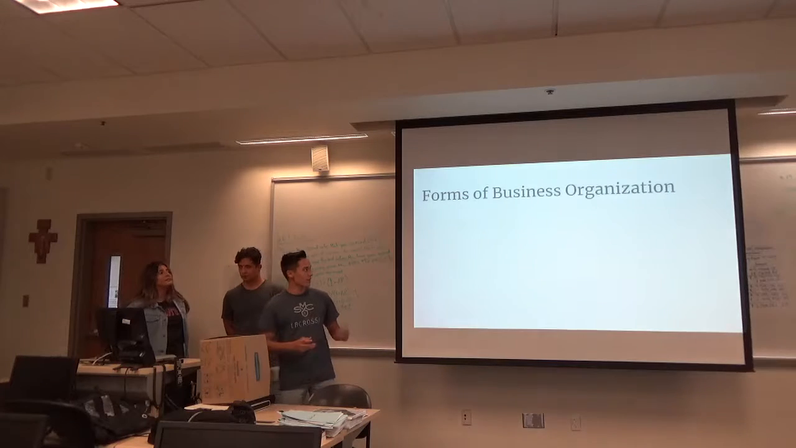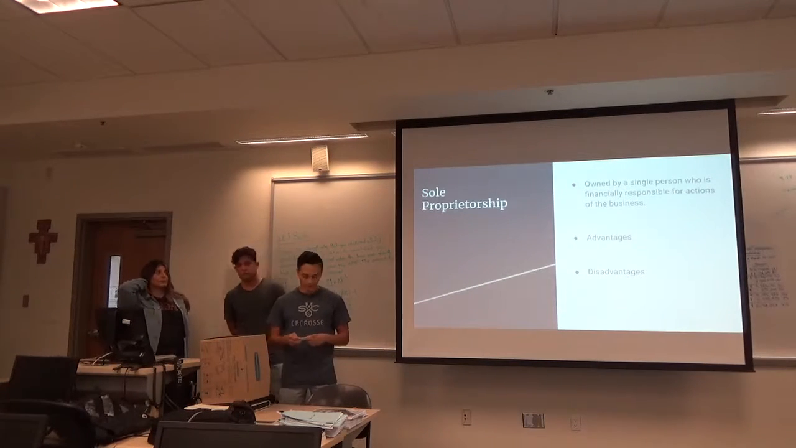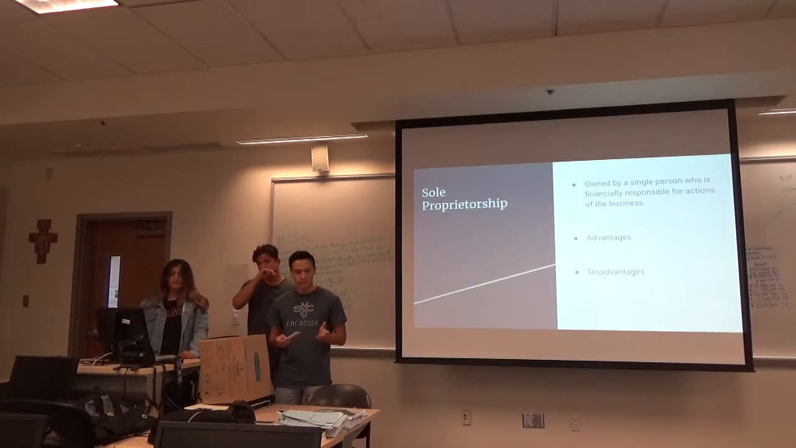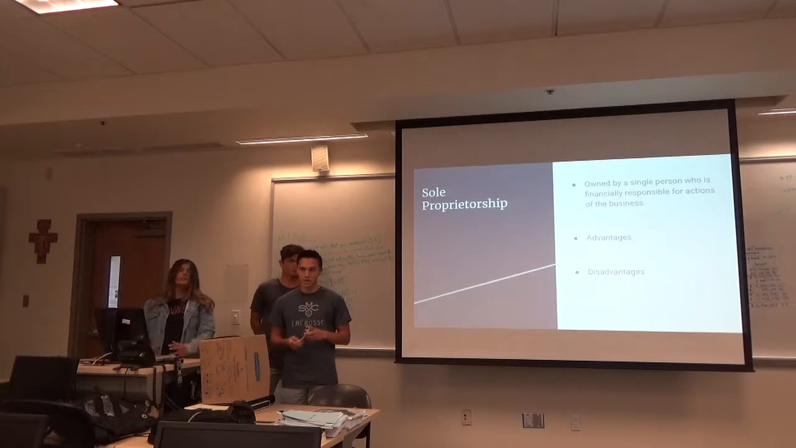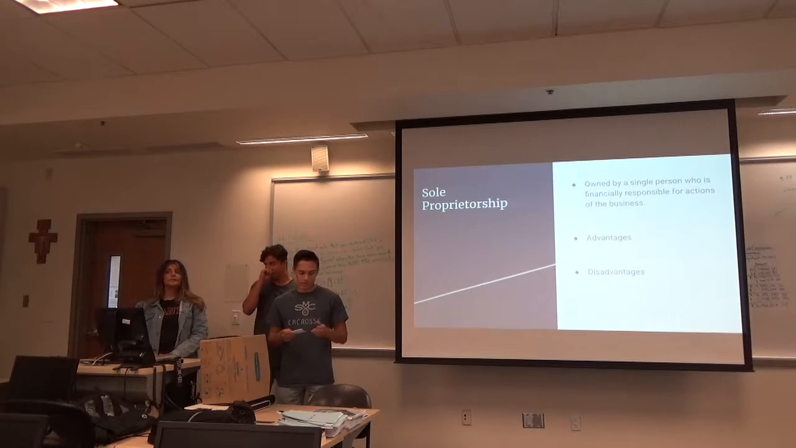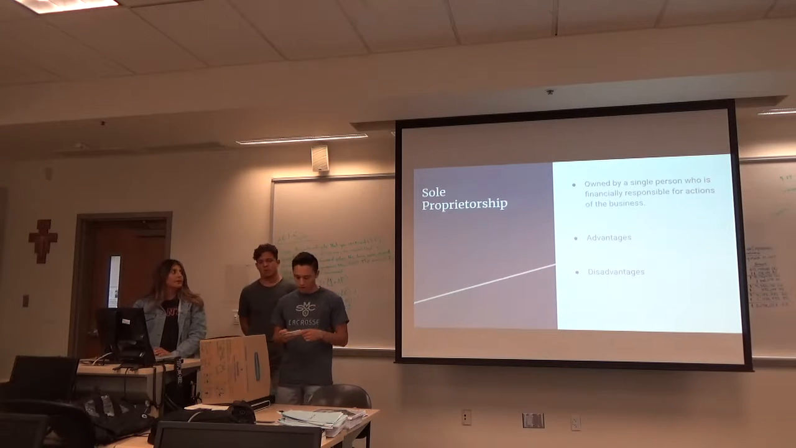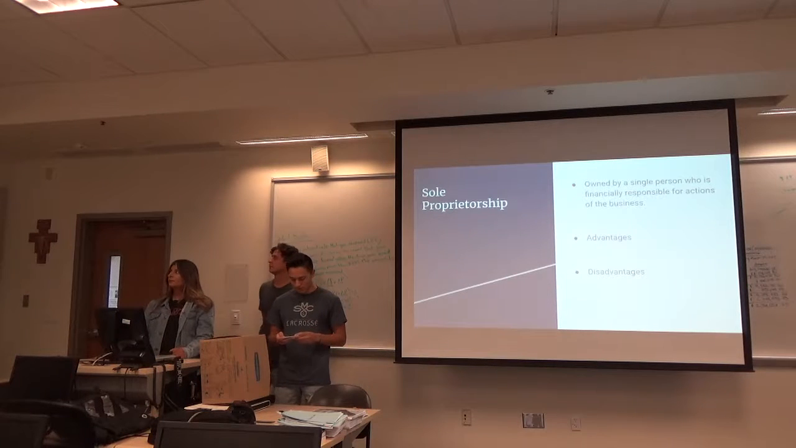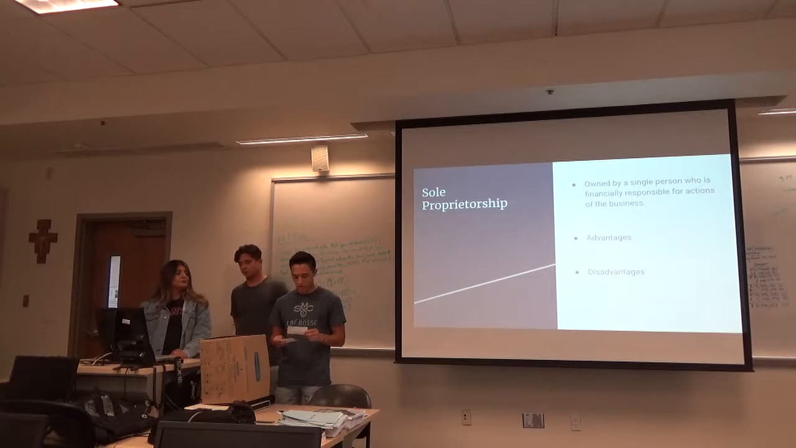So now I'm going to get into forms of business organizations. The first one is sole proprietorship. It's owned by a single person who is financially responsible for the actions of the business. Some advantages of it are it's easy to create and dissolve, and as a sole proprietor, you have the right to all profits. Some disadvantages are that owners' personal assets are at risk due to unlimited liability for the firm's obligations, and it's also difficult to transfer the ownership.